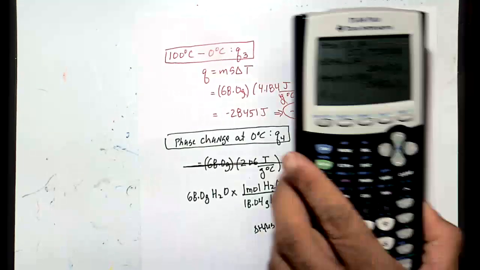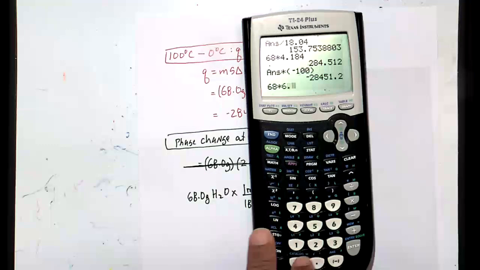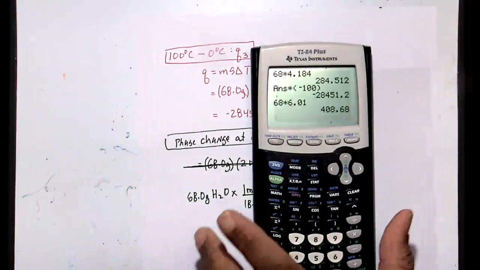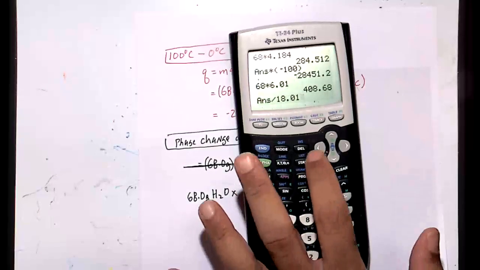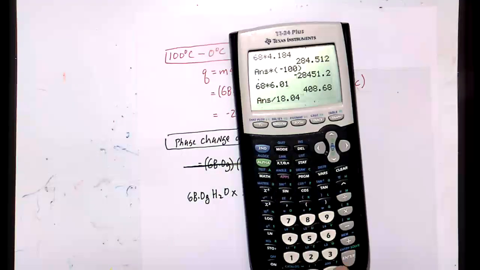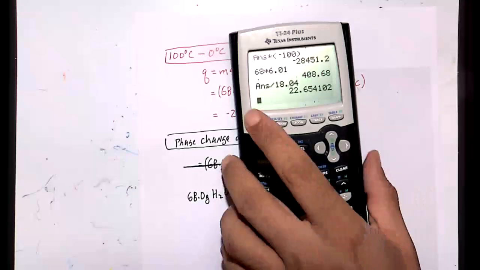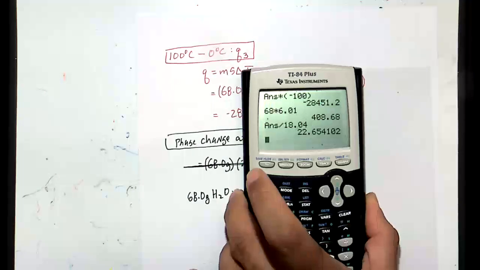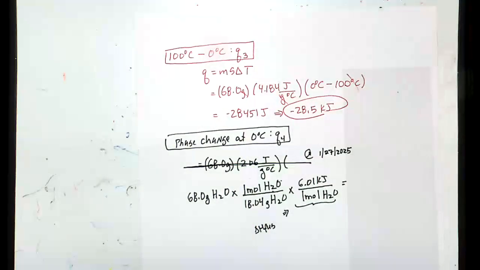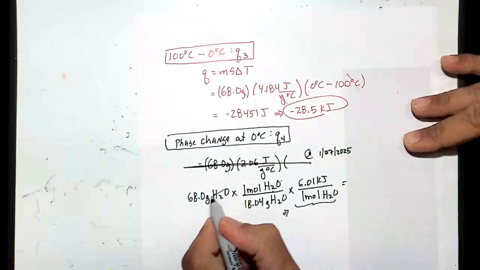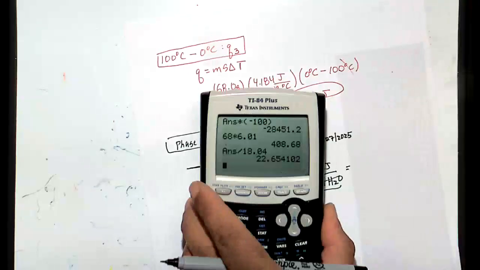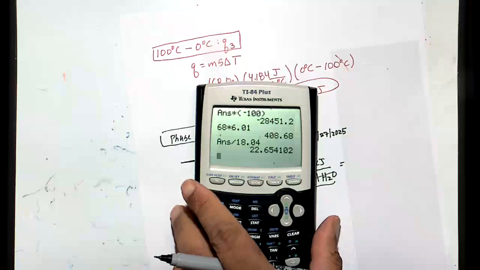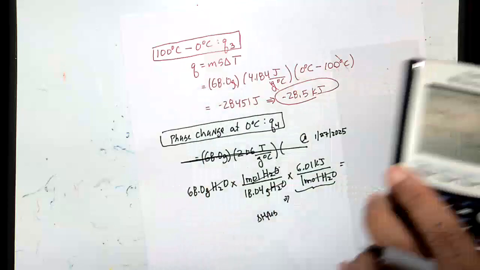All right, 68 times 6.01 divided by 18.04 gives 22.7 kilojoules. We'll just go with that. Don't forget, the grams cancel, the moles cancel. So I'm getting about 22.7 kilojoules, and this will be my Q4, 22.7 kilojoules.